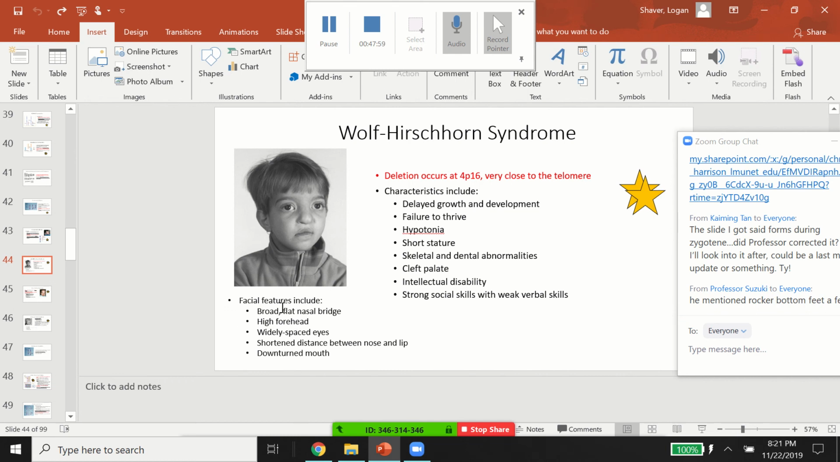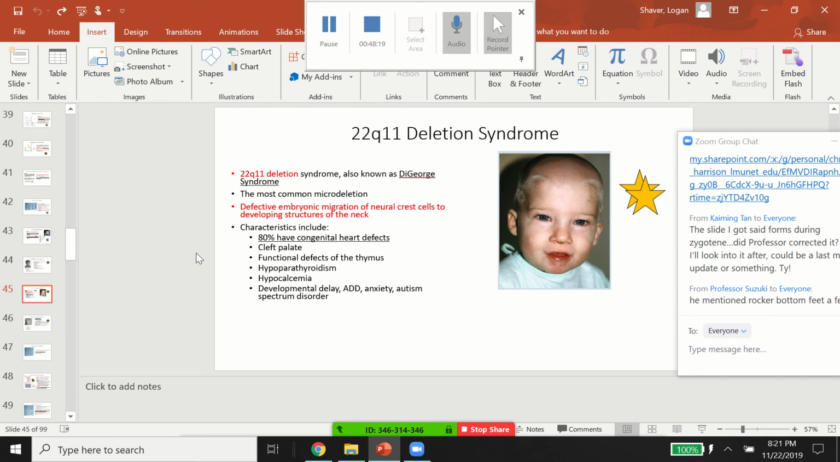So maybe the widely spaced eyes or the broad flat nasal bridge, because they will mention a facial characteristic typically if they give you this as an exam question. Also, another thing, maybe weak verbal skills. Like I said, try to think of the things that differentiate them from something else. All right.